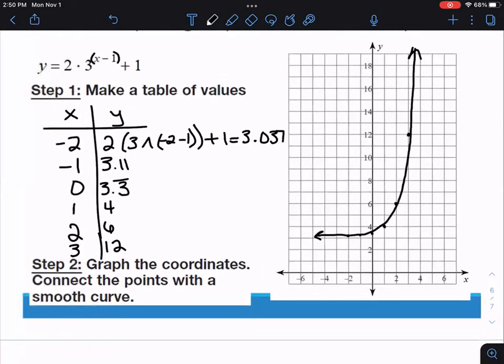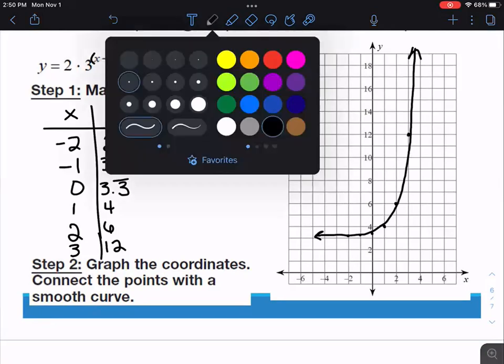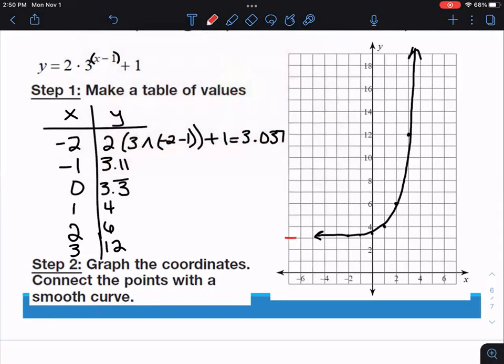So when you get your table filled out and your graph finished, go ahead and check it with mine. Here we have an exponential growth graph. It's going to level out right there at 3. Sometimes you'll see people draw in a horizontal asymptote like we learned about a few weeks ago or last week.